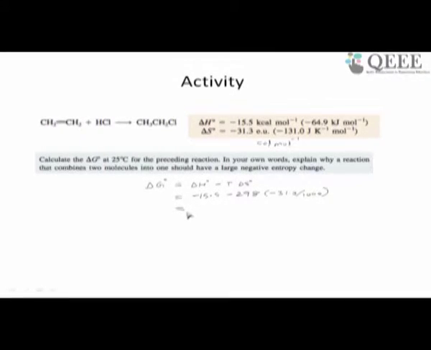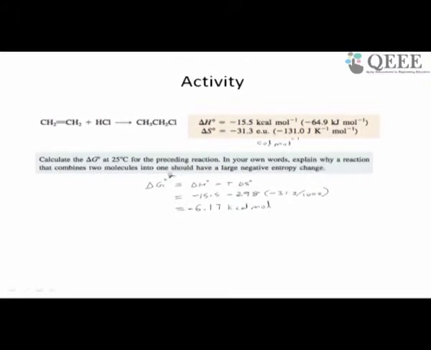So if you do a quick calculation, you will find that the value is coming around 6.17 kilocalories per mole, which is a negative value. The negative value here means that this reaction is favorable at room temperature.